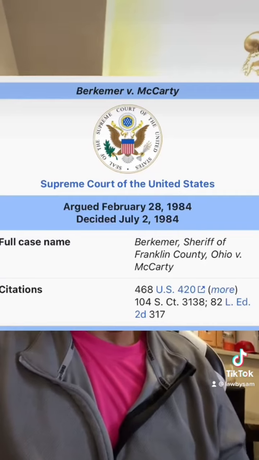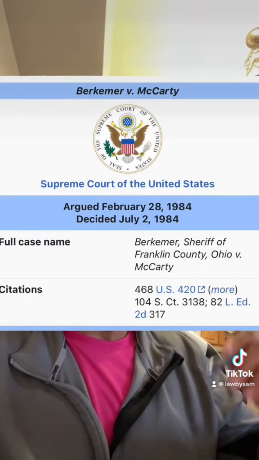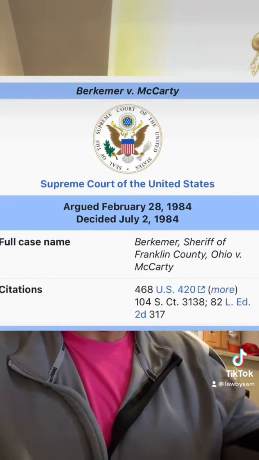In Berkemer v. McCarty, the Supreme Court held that officers do not have to give you Miranda warnings because your stop will be brief when you pull over on the side of the road. Therefore, your confessions will be used against you.